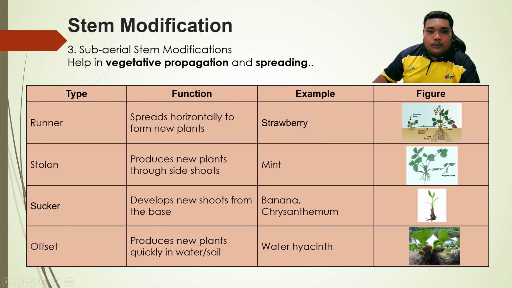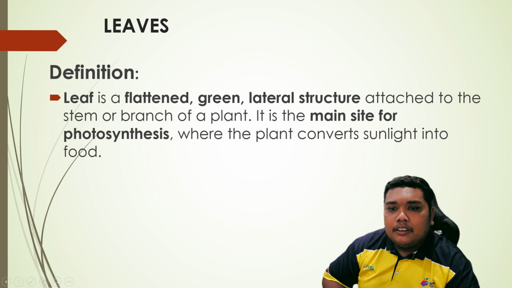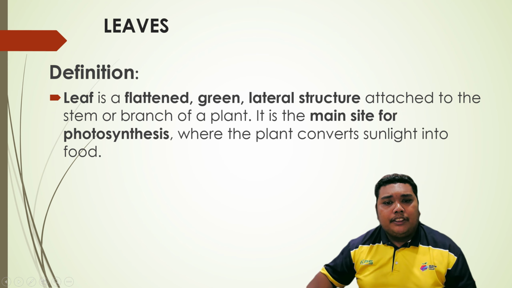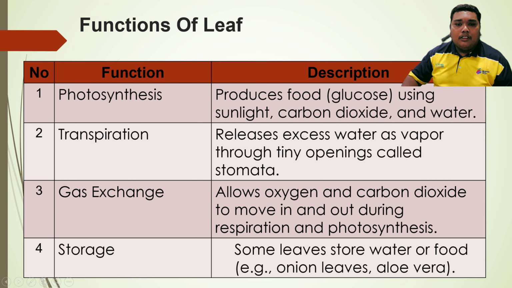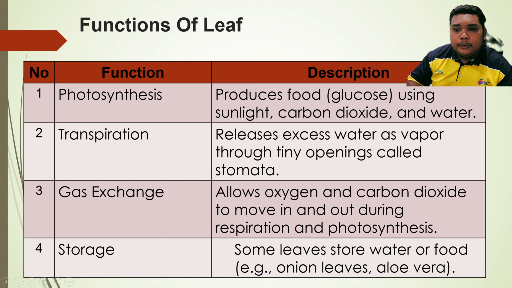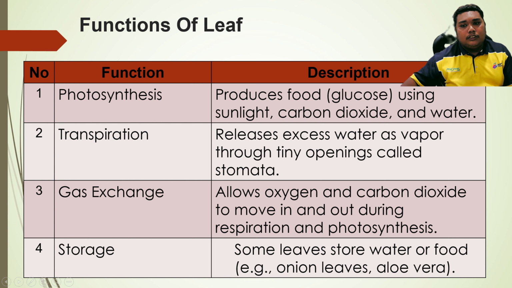Okay, next we go to leaf. Leaf is a flattened, green lateral structure attached to the stem or branch of the plant. It is the main site for photosynthesis, where the plant converts sunlight into food. So the functions of leaf, we have four. First is photosynthesis, producing food or glucose using sunlight, carbon dioxide, and water. Secondly, transpiration, releasing excess water as vapor through tiny openings called stomata.